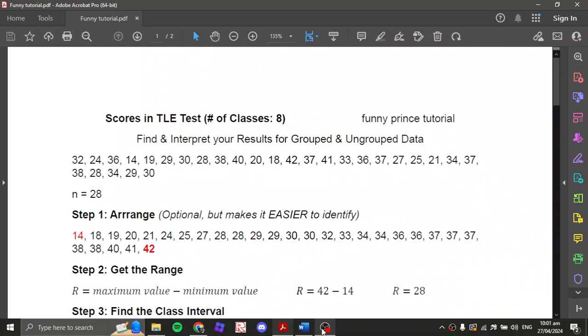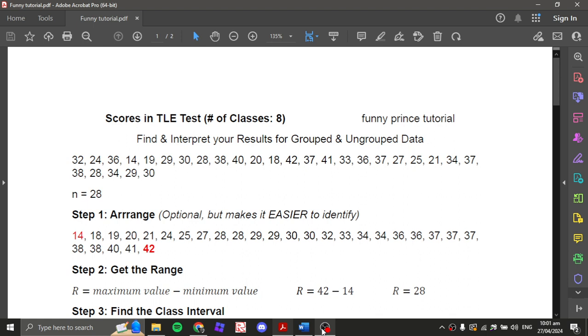Hello everyone, today I will talk about how to interpret and make a frequency table on ungrouped data. So basically this tutorial is just a recap of yesterday's lesson. So this is the assignment, I used the assignment.